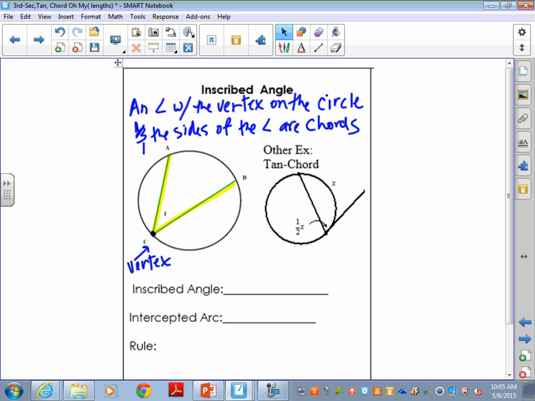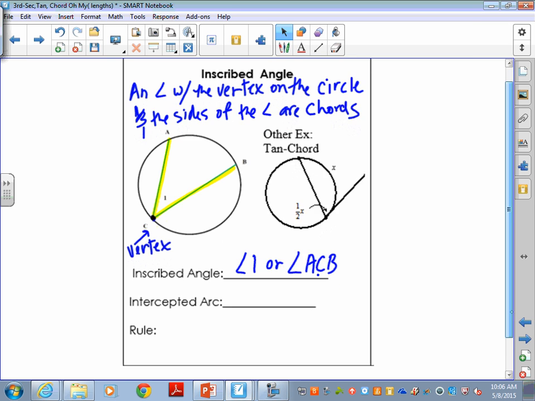For an inscribed angle, the vertex needs to be on the circle, okay? And the chords are the sides of the angles. So an example of your inscribed angle, we could say angle 1, or you can name it angle ACB. C is that vertex that is on the circle.